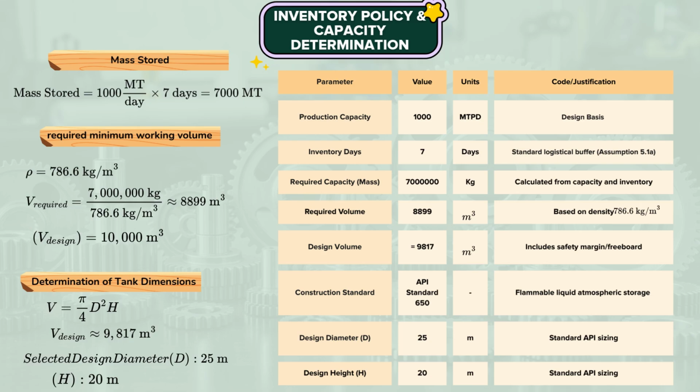Volumetric capacity conversion and selection of design volume. The design volume must accommodate the required working volume plus a safety margin, freeboard, typically 10 to 15%, to prevent overfilling and manage vapor space. A nominal design volume of 10,000 meter cube is selected.